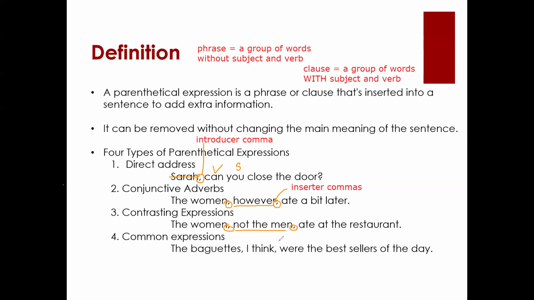The fourth type is common expression. For example, the baguettes, I think, were the best sellers of the day. Now, I think is subject verb. So this is a parenthetical clause. And this is a very common expression like I think, I believe, I'm told. When it's put inside one single sentence, it is enclosed by two inserter commas as well. And this is probably by far the most common parenthetical expression tested on the SAT.